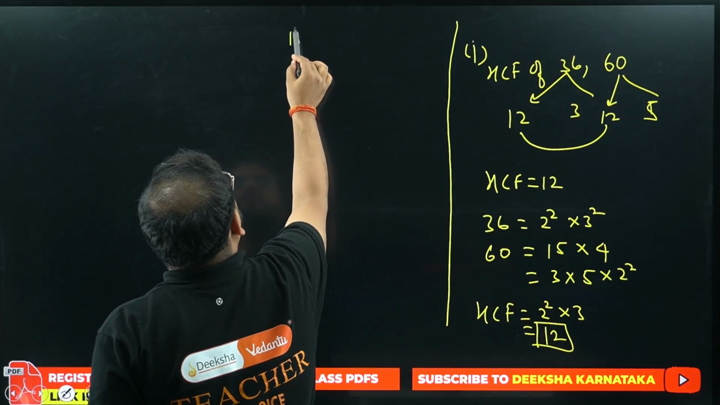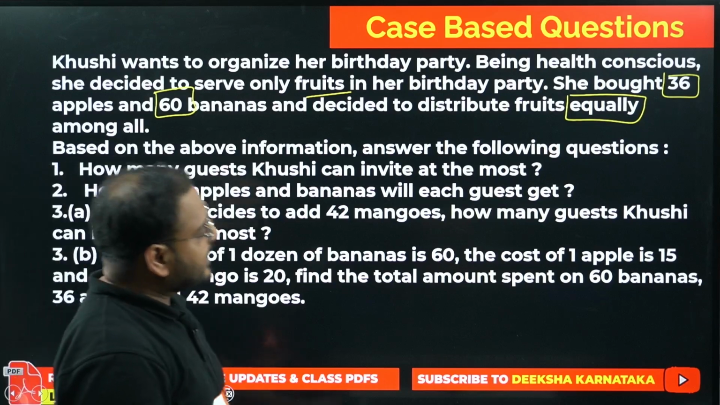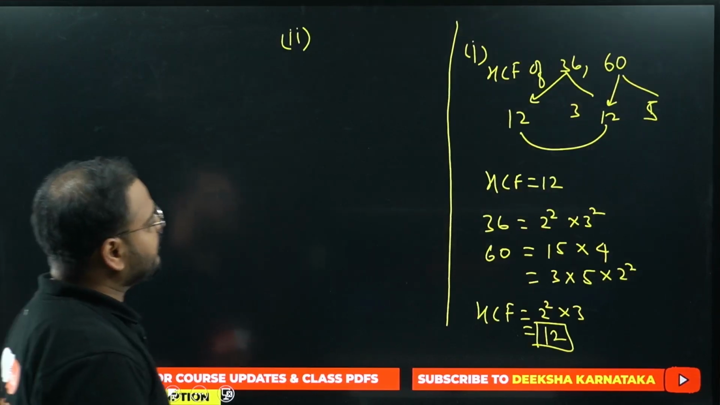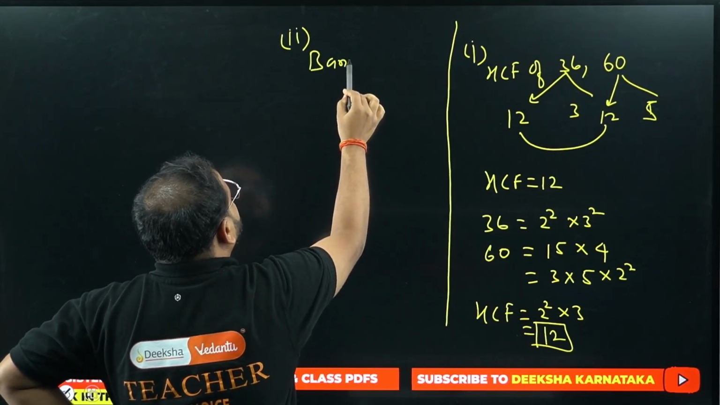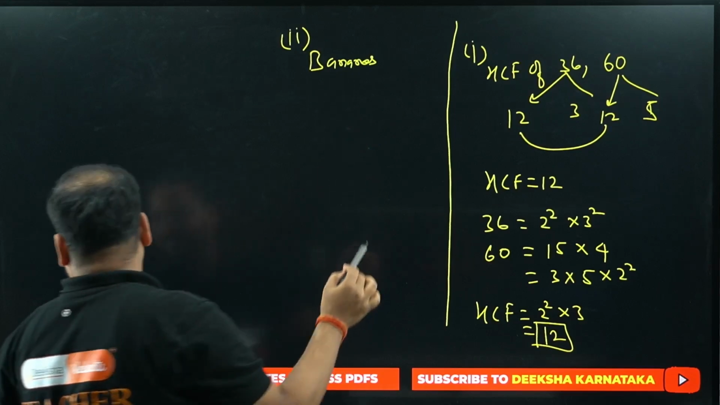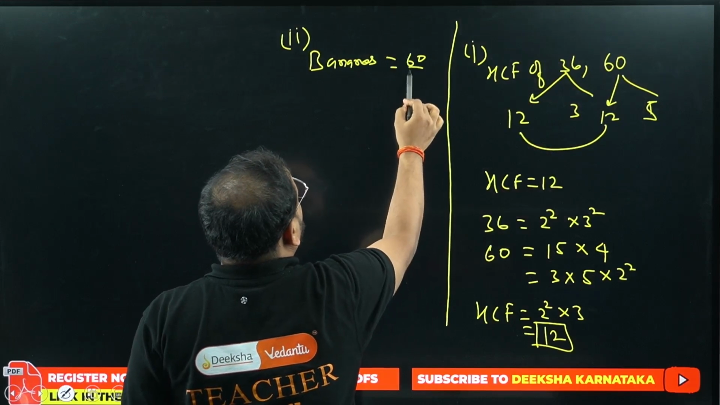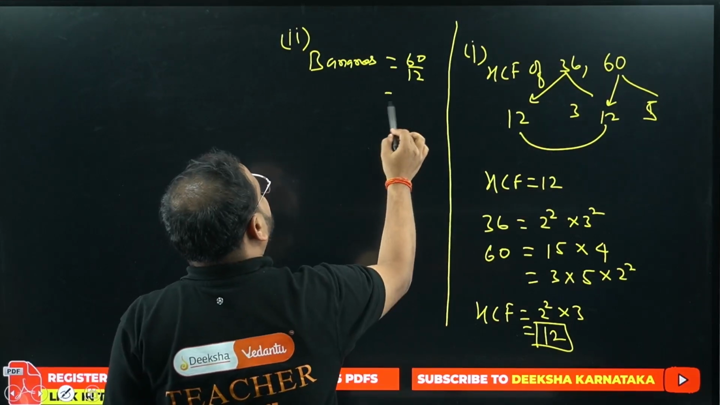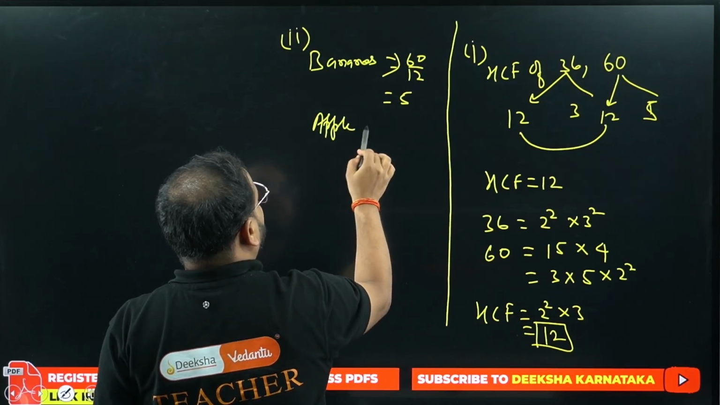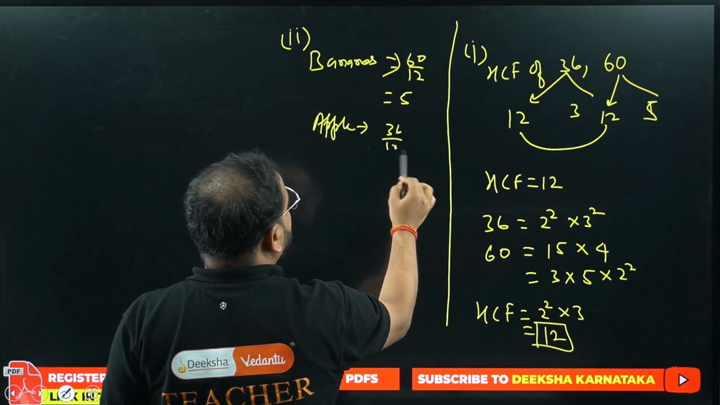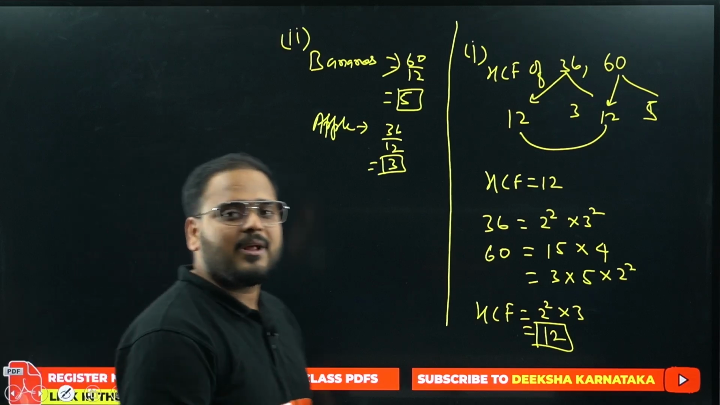Moving to part 2. How many apples and bananas will each guest get? So total number of guests is 12. For bananas, how many bananas are there? Bananas are 60. So I have to do 60 by 12, because total number of guests is 12. So each guest will get 5 bananas. Now for apples, I'll have 36 by 12, so it will become 3. So per guest, you have 3 apples and 5 bananas.